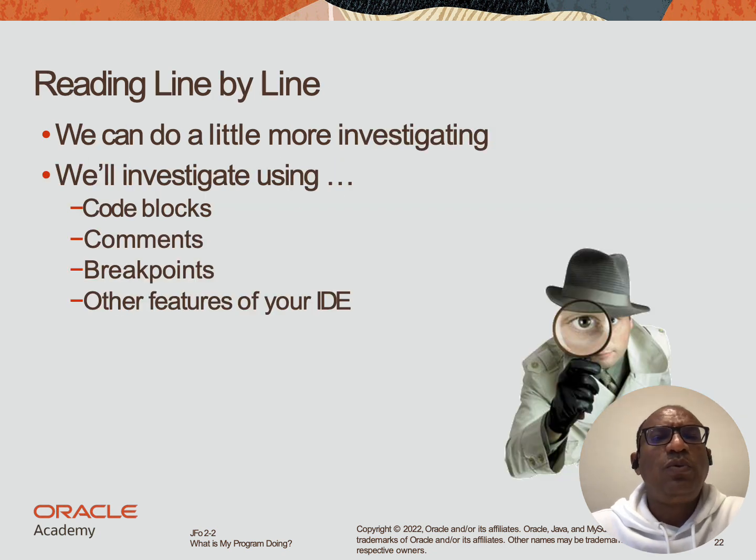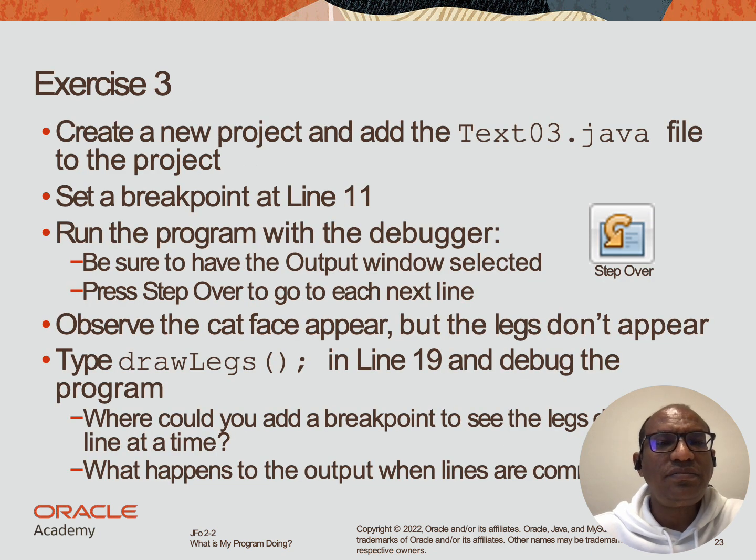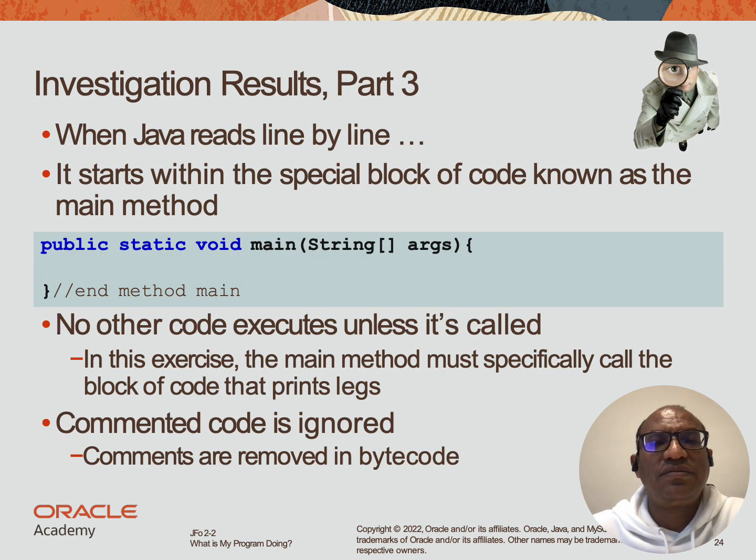Let's go further. We'll use all the tools we've discussed so far: code blocks, comments, breakpoints, and the debugger to investigate how Java behaves. In exercise 3, add text03.java to your project. Set a breakpoint and run with the debugger. Watch how only the face appears at first until you add the drawLegs method. From this, we learn that Java starts at the main method and only runs the code that is called from there. Commented code is ignored completely.